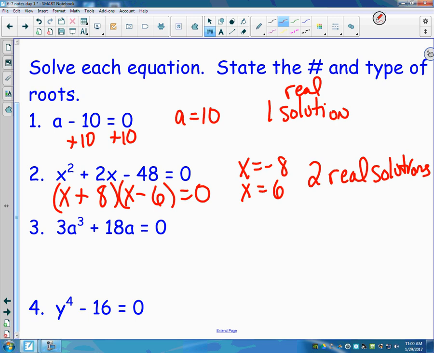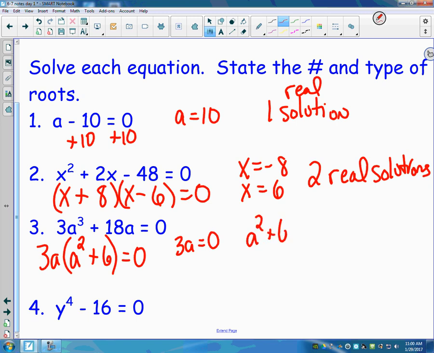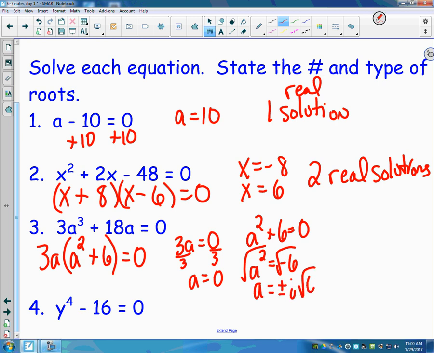Look at number 3. Well, this is not a trinomial, but I could do a GCF on this, right? So I could take a 3a out of this, and I would be left with a squared plus 6. So I set each part of those equal to 0. If I divide by 3 here, 0 divided by a number is always just 0. And then this one, I could subtract that 6 over, and I could take the square root, and I would get plus or minus i square root of 6, that takes the negative part out.